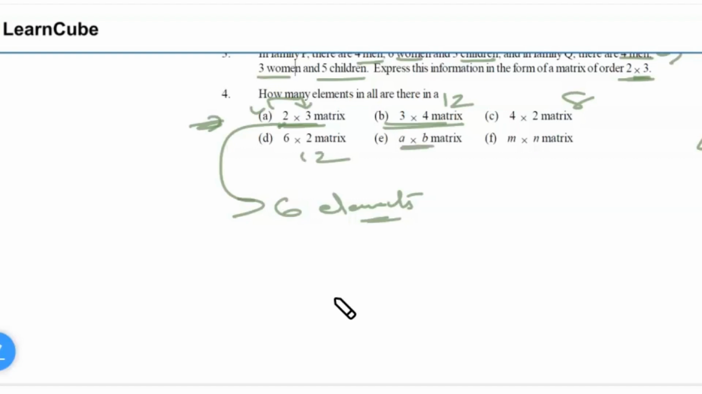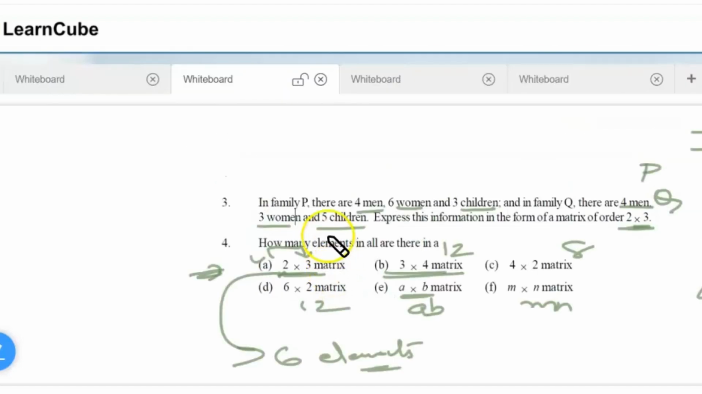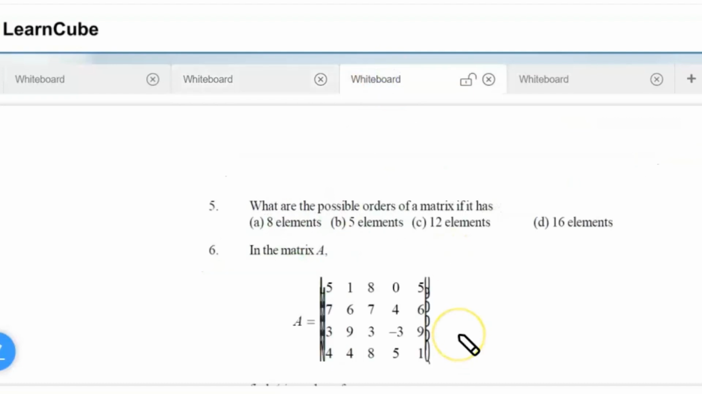This doesn't have a numerical value. So in this case it can be AB. Here it is MN. Okay. So these are the solutions of the fourth question. Let's move on to the fifth question.